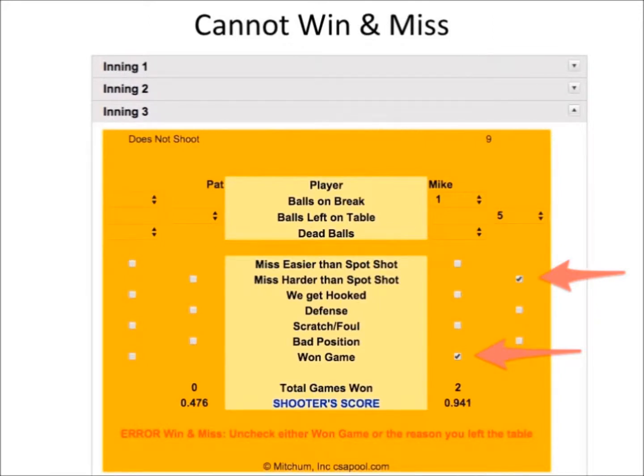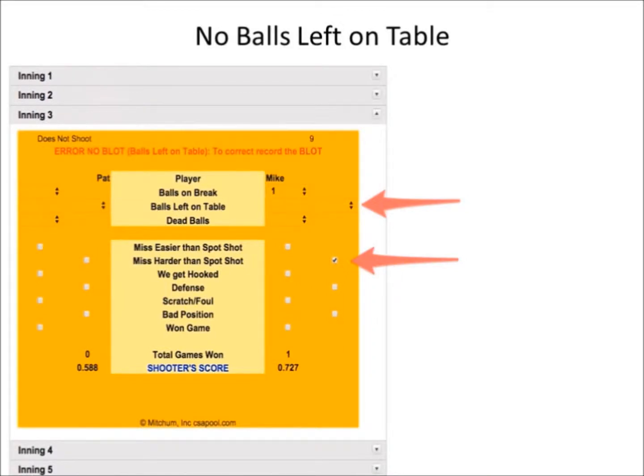Cannot miss and win. If you checked miss harder than a spot shot and you also won the game, that's impossible. So the error message at the bottom says error, win, and miss. Uncheck either 1 game or the reason you left the table.